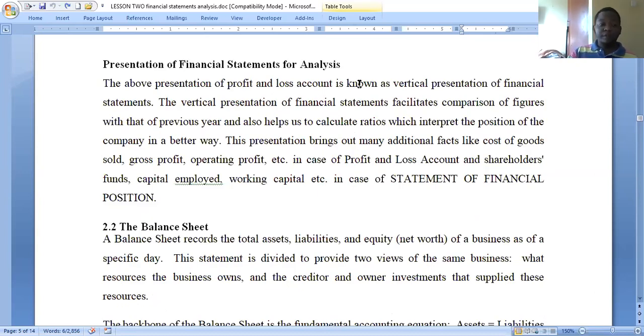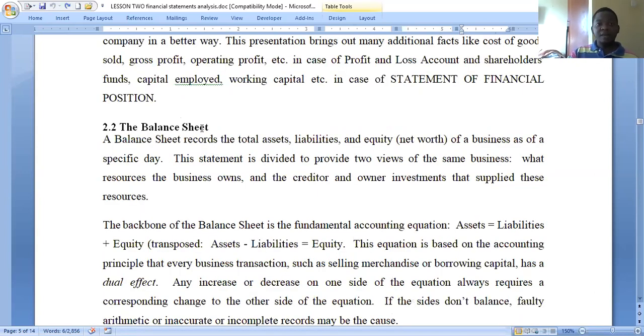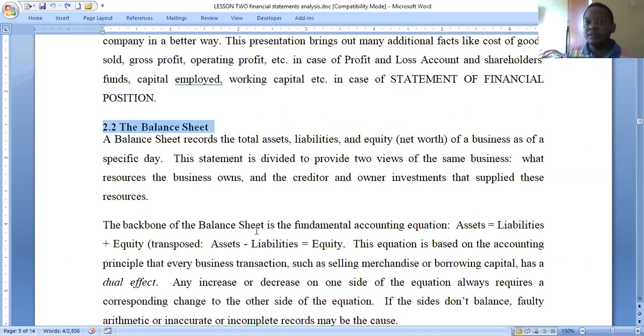Then next we move on to the balance sheet. It's something that you all know. The balance sheet is also known as the statement of financial position. It's called a statement of financial position because it shows the position at which a business was at a particular time, at a specific time. So on this particular date, the business had these assets, it had these liabilities, and had this capital.